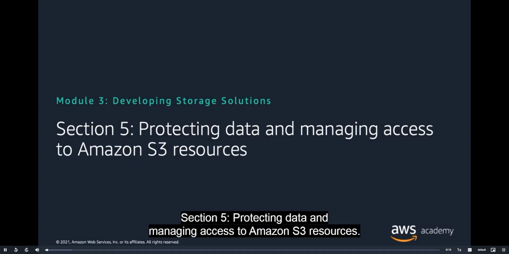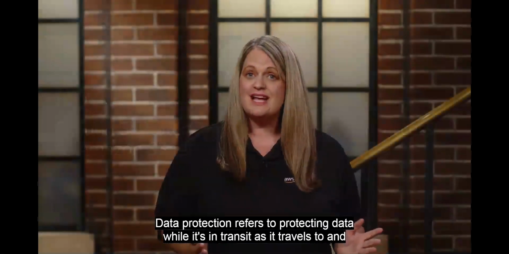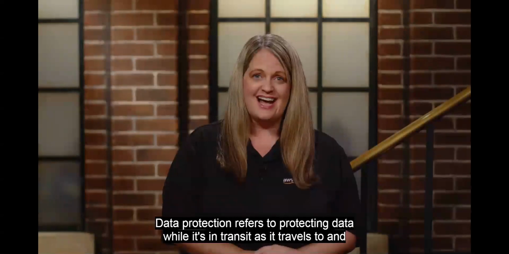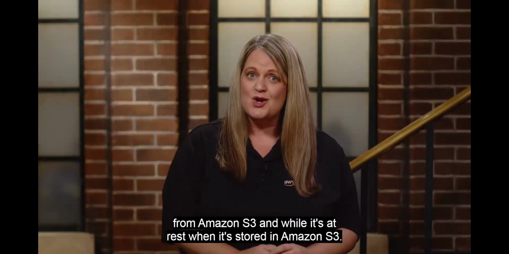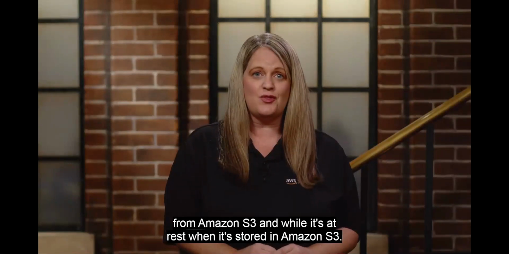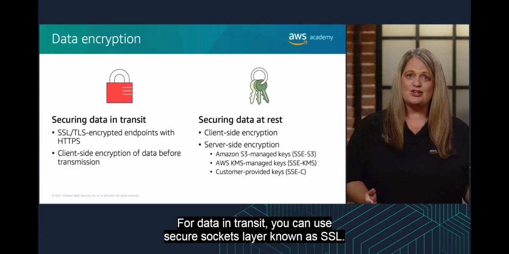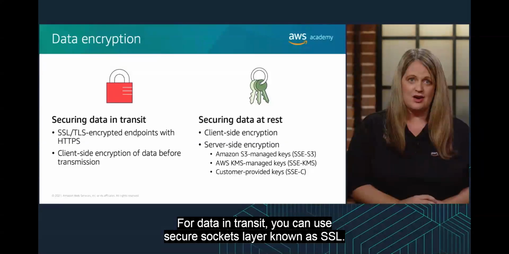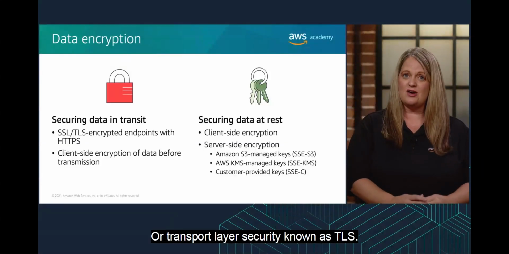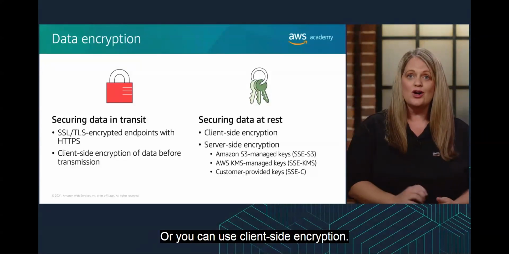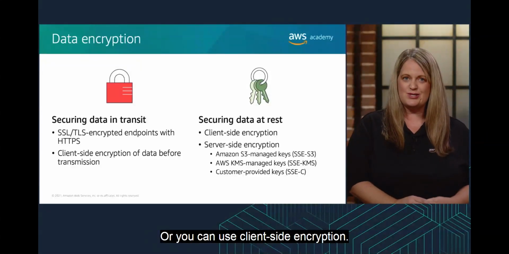Section 5, Protecting Data and Managing Access to Amazon S3 Resources. Data protection refers to protecting data while it's in transit as it travels to and from Amazon S3 and while it's at rest when it's stored in Amazon S3. For data in transit, you can use Secure Sockets Layer, known as SSL, or Transport Layer Security, known as TLS. Or you can use client-side encryption.